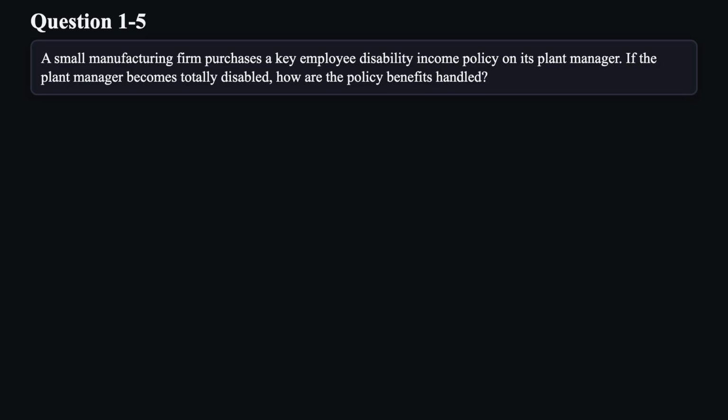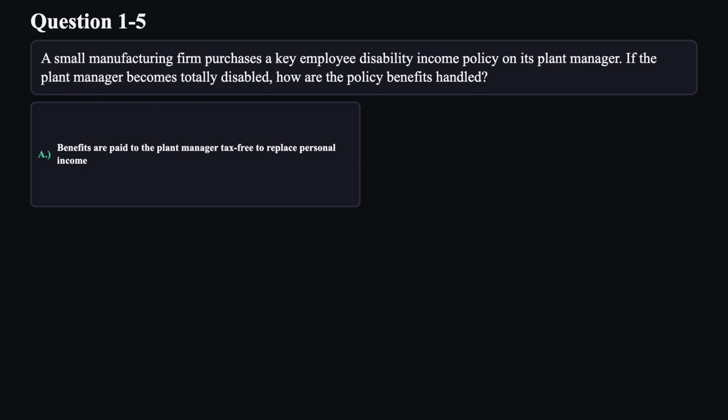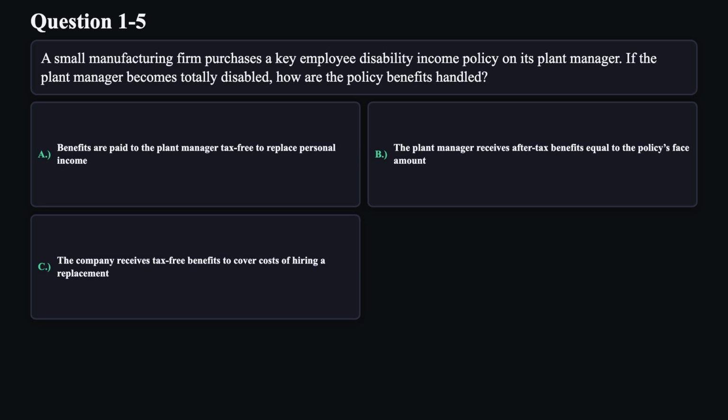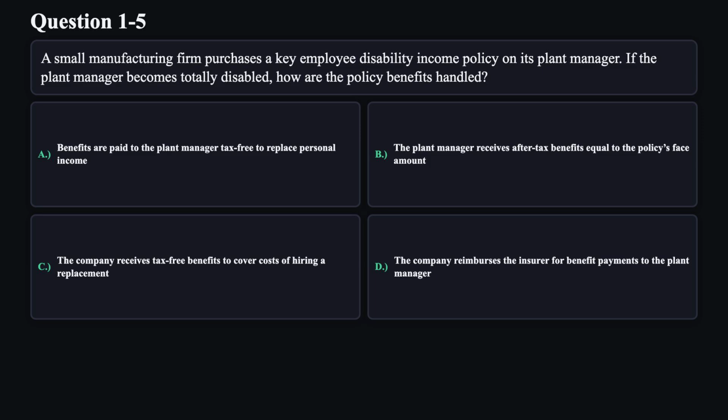Question 5. A small manufacturing firm purchases a key employee disability income policy on its plant manager. If the plant manager becomes totally disabled, how are the policy benefits handled? A. Benefits are paid to the plant manager tax-free to replace personal income. B. The plant manager receives after-tax benefits equal to the policy's face amount. C. The company receives tax-free benefits to cover costs of hiring a replacement. D. The company reimburses the insurer for benefit payments to the plant manager.